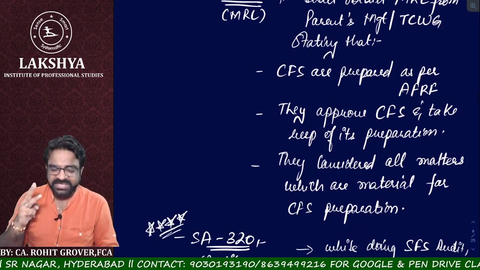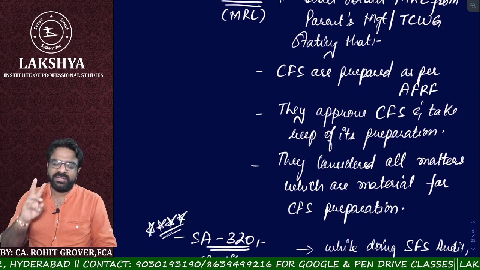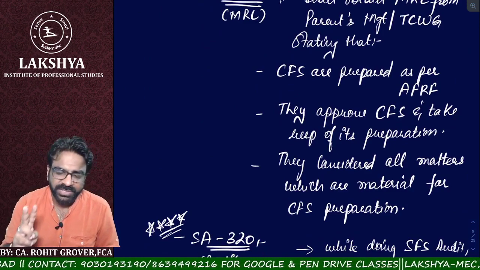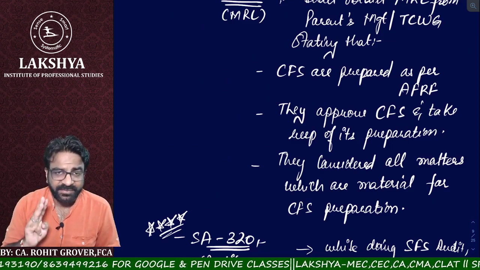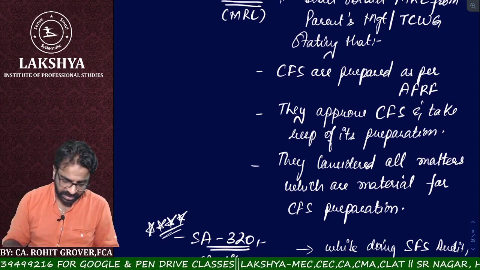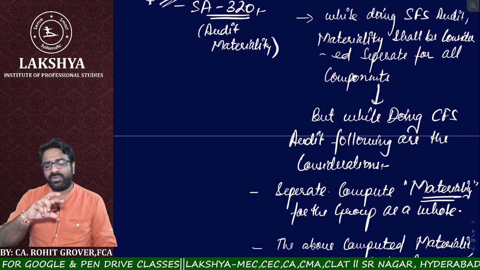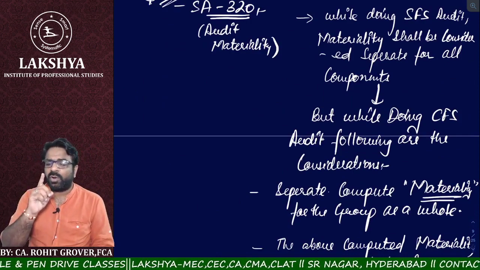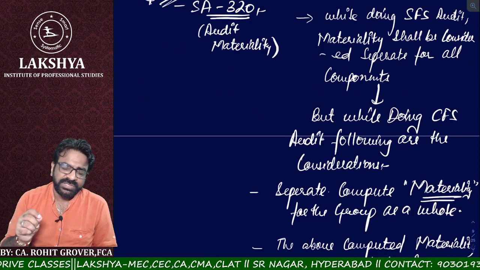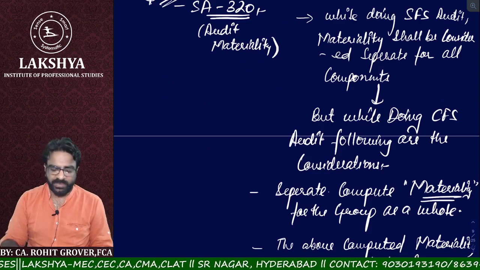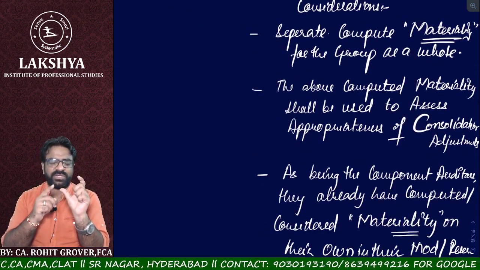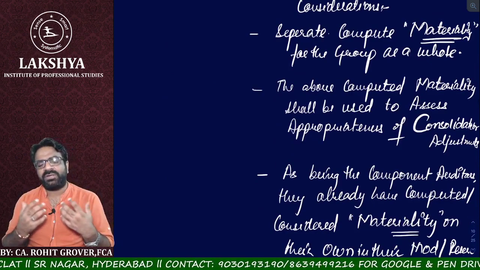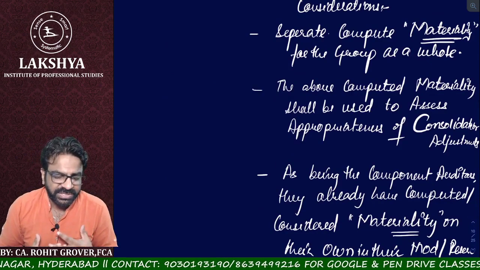So what are the 3 things? CFS has been prepared as per AFRF. They take 100% responsibility for the preparation of CFS, and they have considered all the material items while preparing the CFS. Right? Next one, SA 320. Generally, we use the materiality concept for separate components, and therefore the same materiality concept we have to use for the group as a whole, and the same computed materiality that we used for the group as a whole shall be used to assess the appropriateness of the consolidated financial statements.